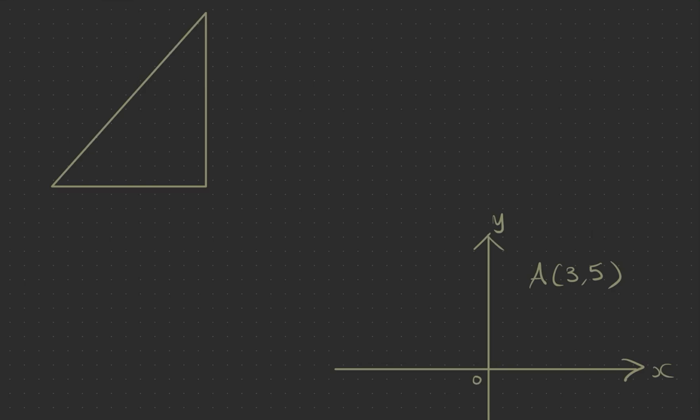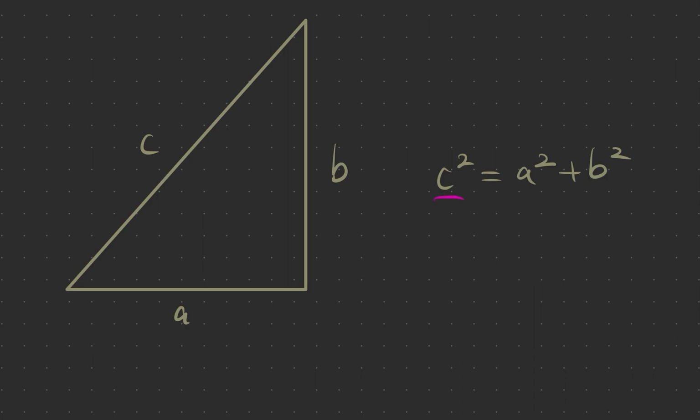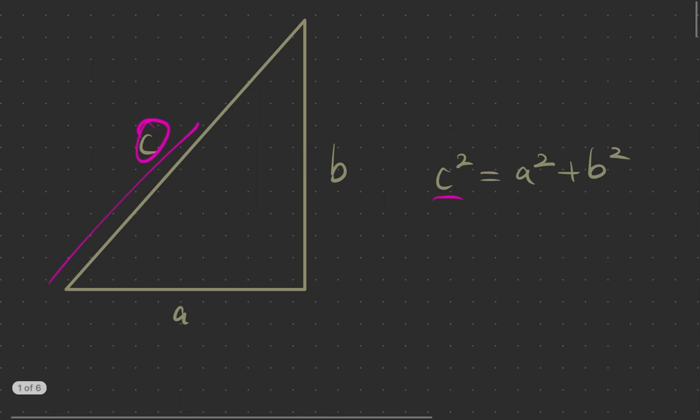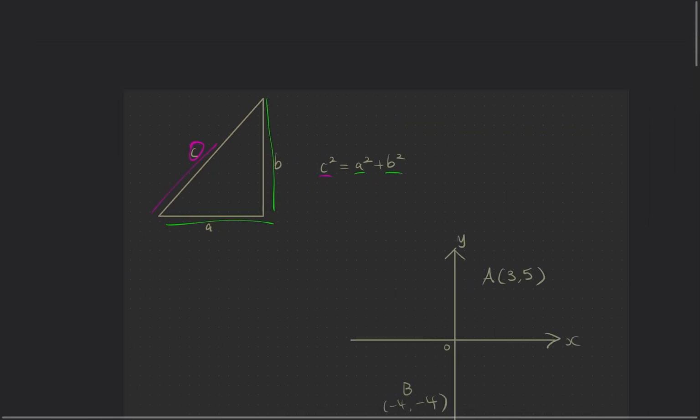Today we're going to be talking a bit about coordinate geometry. Now in the past you might have learned that c square will equal to a square plus b square. Now this is your Pythagoras Theorem. Alright, so your c square, which is from the c here, and your a square and b square, which is from the b here and the a here.